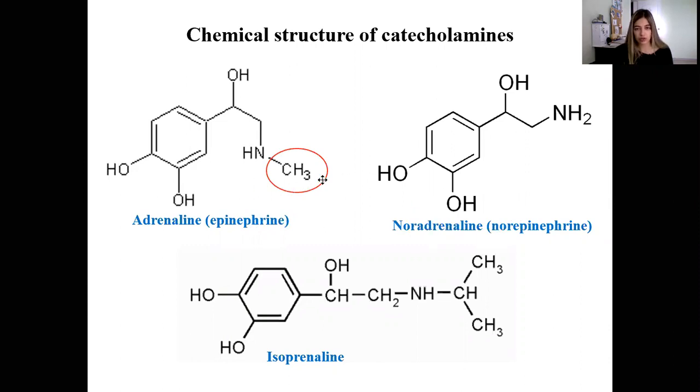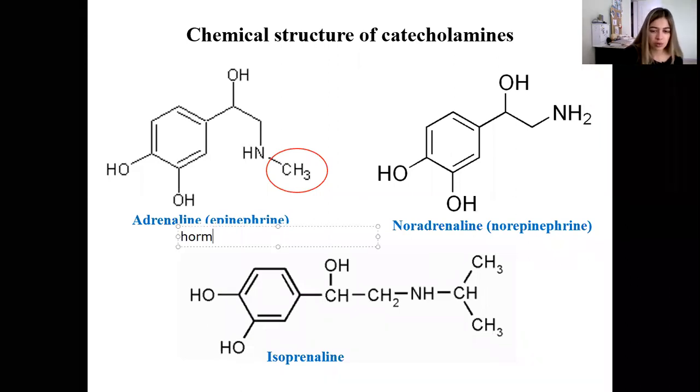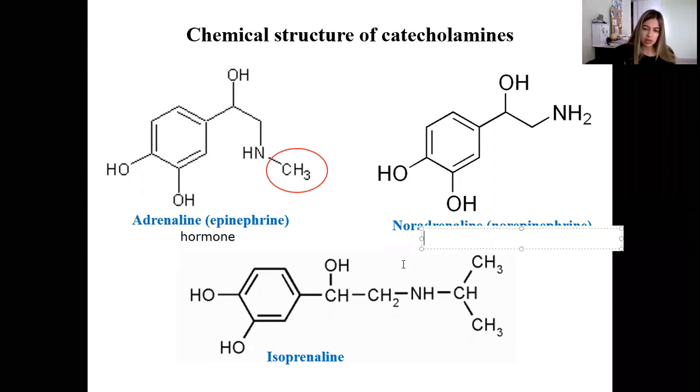So this is the structural difference, and also which we just discussed: adrenaline, which is the hormone, and noradrenaline, norepinephrine, which is the neurotransmitter or mediator, as we can also say. So this is located in the nerves, and this is in the blood.